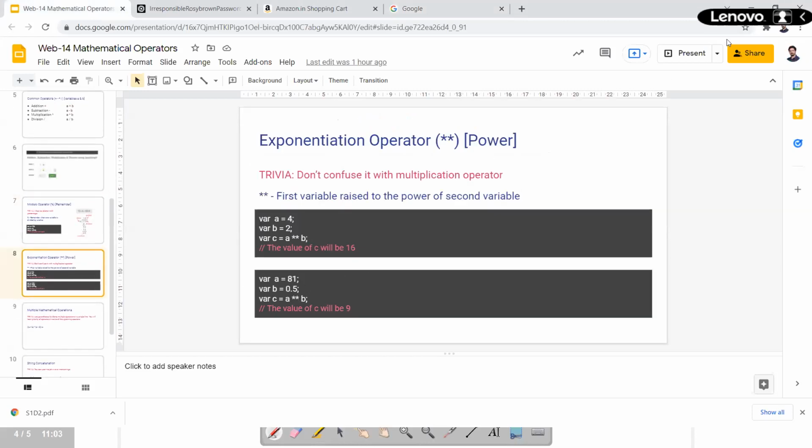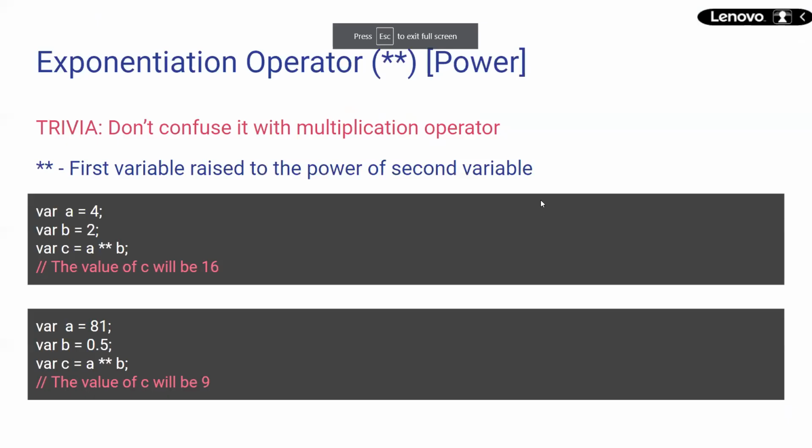Now let's move to the next one, that is the exponential operator. Exponential operator is used whenever you want to calculate a power. You already know 2 to the power 2, 2 to the power 3, 2 to the power 4. Don't confuse this with multiplication, because there are two multiplication signs. In programming we use this for power. When I write a ** b, for example, 4 to the power 2, the value goes to 16.